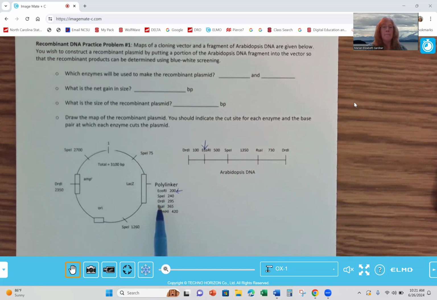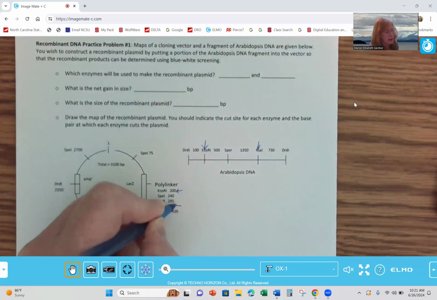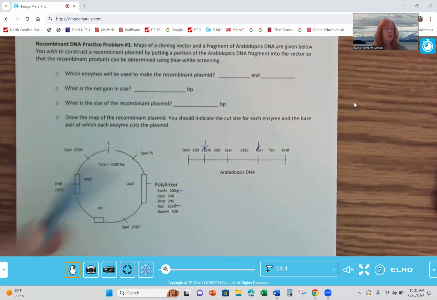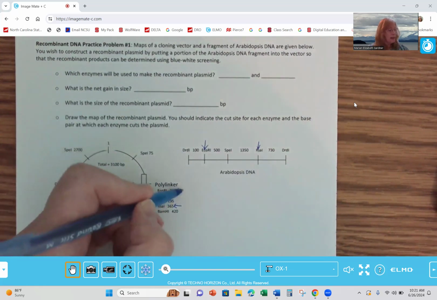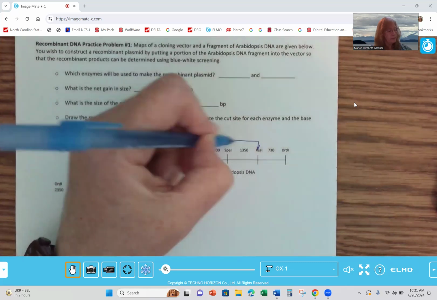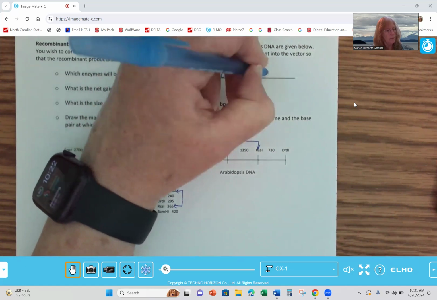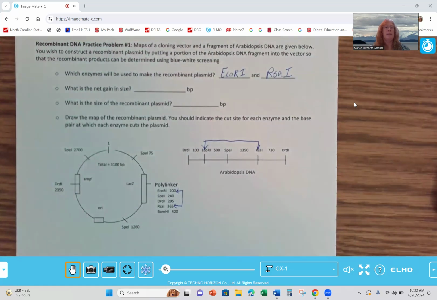RsaI. Let's see. RsaI, it's only found right here in the polylinker. Oh, good. It is found in the Arabidopsis. So we can use that. When I look for BamHI, I see it's not found in the Arabidopsis. So the only combination we can use is EcoRI and RsaI. So those will be my two enzymes.